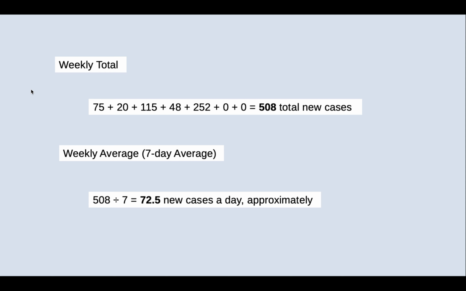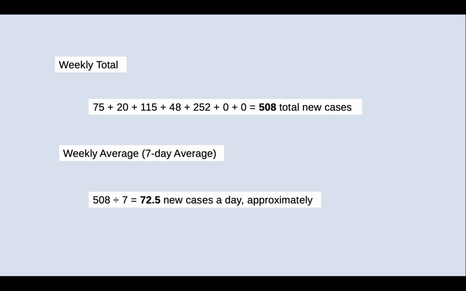First thing we do is add up the cases to get the weekly total. So even though there's a lot of variation in the daily total, 508 cases for the full week, and then divide by 7 to get a 7-day average. So each day, what you might expect to see on a day, is about 72.5 cases. Notice that on no day did we actually get 72.5 cases, but it's an average for the week, and it sort of is representative of the level of the virus that week in the state.